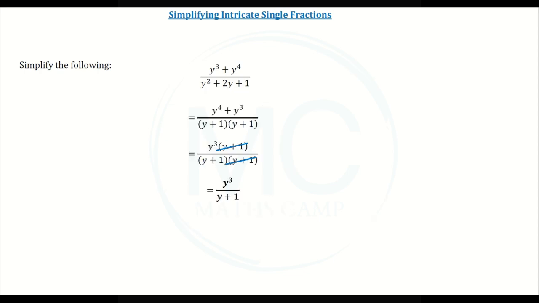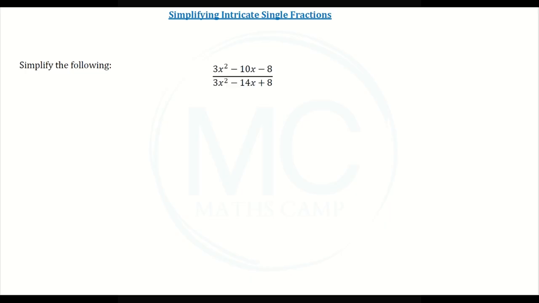Let's do another example. Simplify the following: 3x squared minus 10x minus 8 over 3x squared minus 14x plus 8. Now, the biggest mistake any student can make is to see that we have got 3x squared and 3x squared and 8 and 8 and want to cancel. Remember that you cannot cancel any values if you've got signs within the fraction. We have got minus signs in the numerator and the denominator, so we know that we have to factorize first.